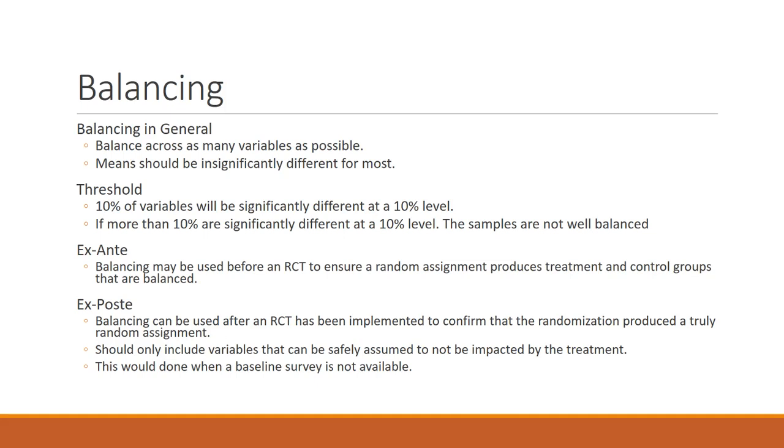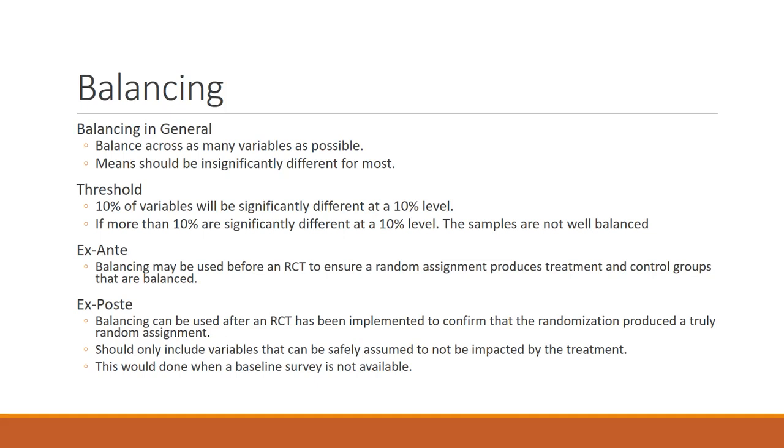All right, if we balance before we implement our intervention, that means before we conduct our RCT, before we give out our intervention, we would do it to ensure that our random assignment achieves statistical independence. We would use it to ensure that our treatment group and our control group balance. Okay. We could also do a balancing test ex post.